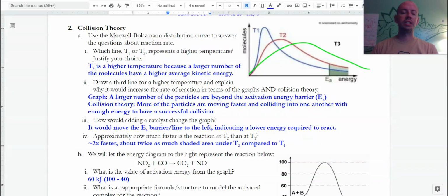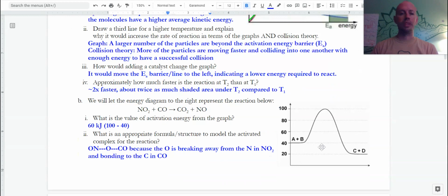And then right here, just good reading of graphs. How much faster is T2 than T1? We don't know what the temperatures are. We don't know what the reaction is, but there's about, and not exactly, but almost twice as much under the curve for T2 compared to T1.